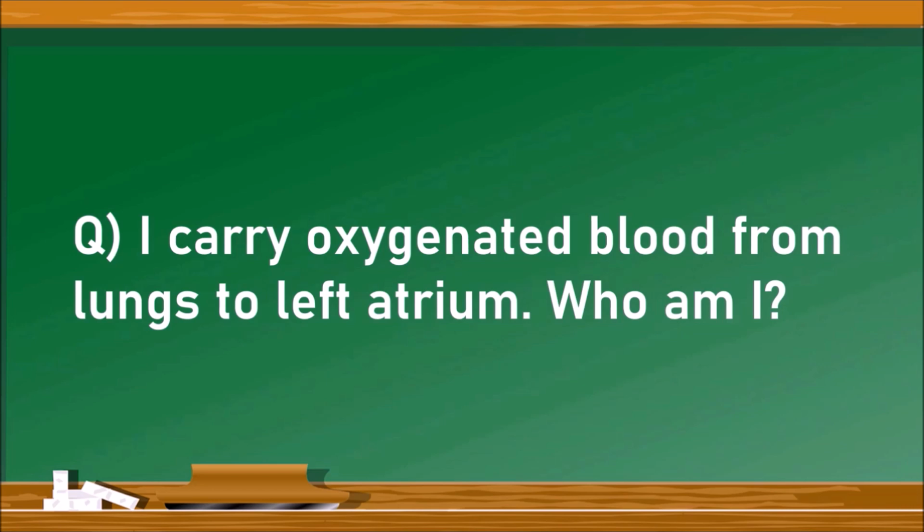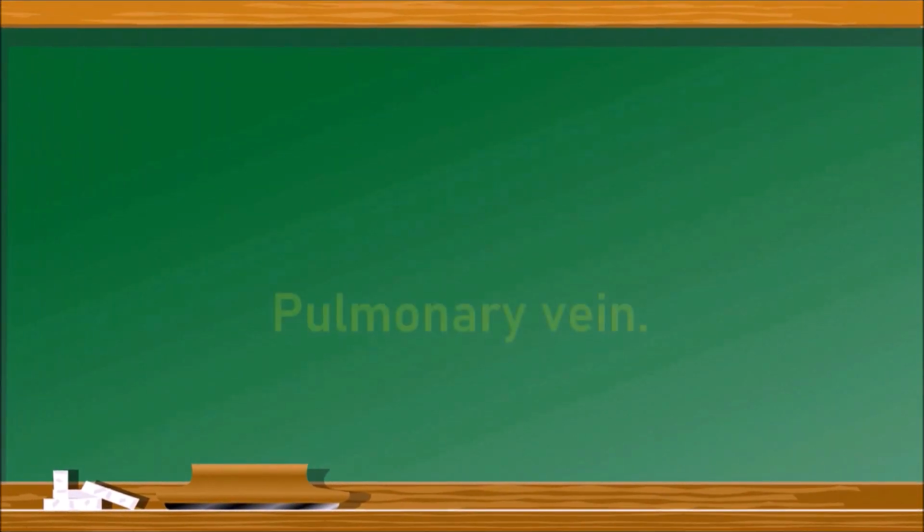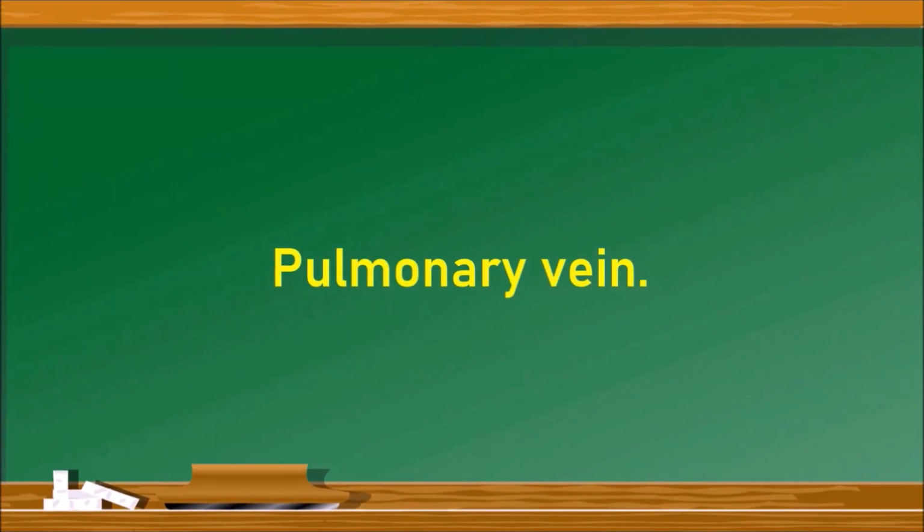Now let us answer this question. I carry oxygenated blood from lungs to left atrium. So hence it is a vein. What kind of vein? It is a pulmonary vein that carries oxygenated blood from lungs to the heart. Let us go to the next question.